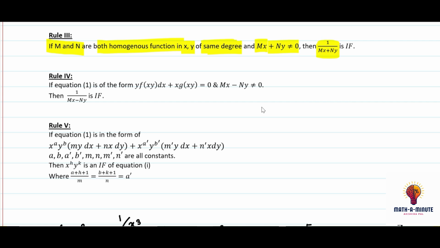Now the fourth rule is, if we can write the given differential equation in the form y f(xy) dx plus x g(xy) dy, where f is a function of xy and g is a function of xy, then the integrating factor will be 1 by (Mx minus Ny), if this value is not equal to 0.